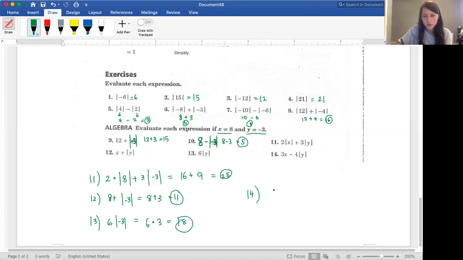Okay, one more, 14. You can pause the video and do it on your own if you'd like. This would be 3 times 8, because 3x means 3 times x, and so 3 times 8 minus 4 times the absolute value of 3, and so I have, remember, order of operations, so multiplication comes first. This would be 24, and then 4 times 3 would be 12, so 24 minus 12 is 12, so my answer for 14 is 12.